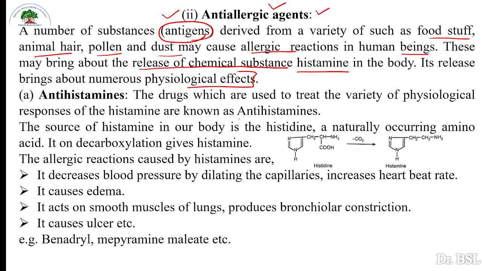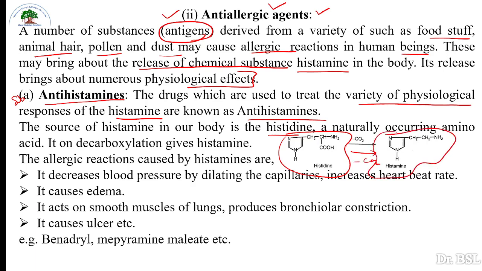In anti-allergic agents, there are also subtypes, and the first subtype is antihistamines. The drugs which are used to treat a variety of physiological responses of histamine are known as antihistamines. The source of histamine in our body is histidine. This is the structure of histidine, a naturally occurring amino acid. On decarboxylation, that is minus CO2, it gives histamine.